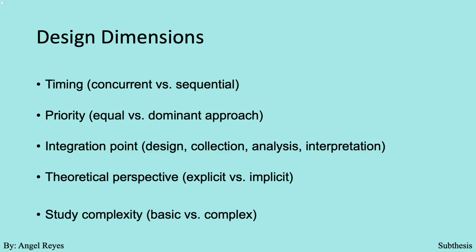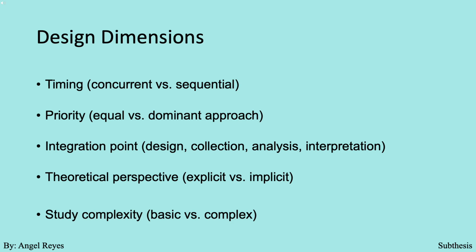Mixed methods designs are structured around several core dimensions. Timing refers to whether data are collected concurrently at the same time or sequentially in phases. Priority indicates which method, quantitative or qualitative, takes precedence, or whether both are treated equally.